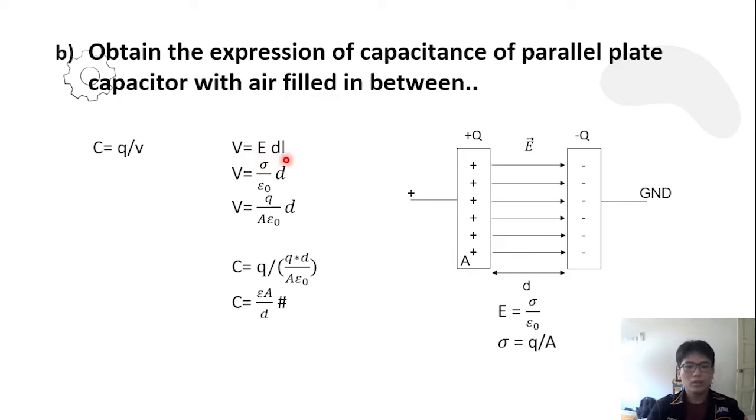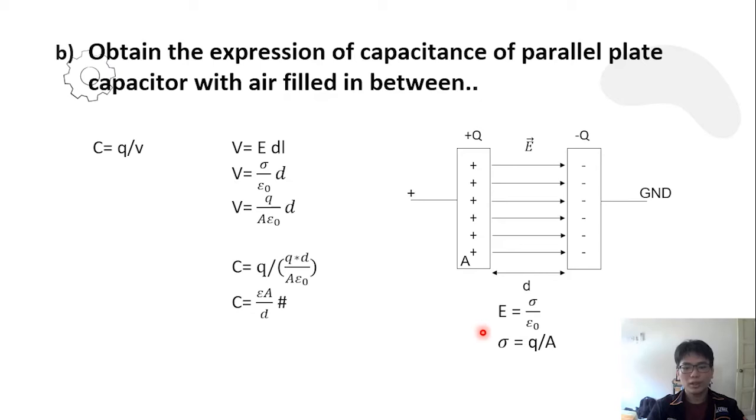So you find E. The equation for E here is sigma over epsilon naught, where sigma is the surface charge density. So we replace E with sigma over epsilon naught times d. Why d? Because for the differential length, you get L, and L over here is d. So you replace it with d.